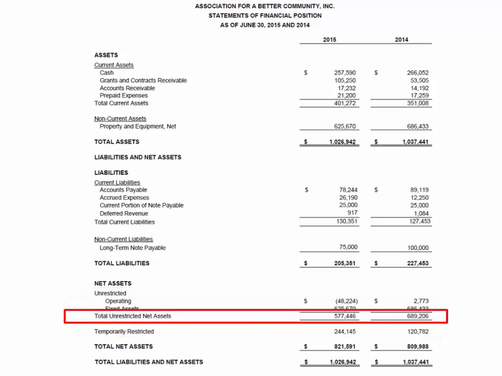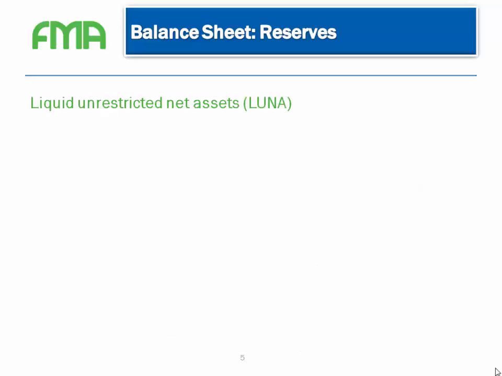What we are looking at is our unrestricted net assets, our total unrestricted net assets. So the $244,000 in temporarily restricted are, again, nice to have, but they are basically spoken for. They have to be used in particular ways based on what the donor has restricted those funds for. What we actually have discretion over are our unrestricted net assets. Once again, it gets even a little more complicated, because what we're looking for on our balance sheet is actually our liquid unrestricted net assets.